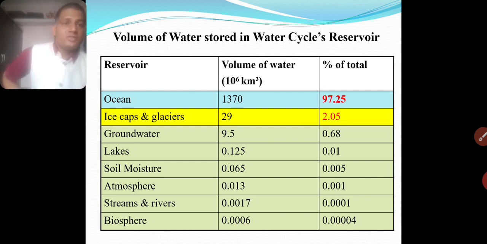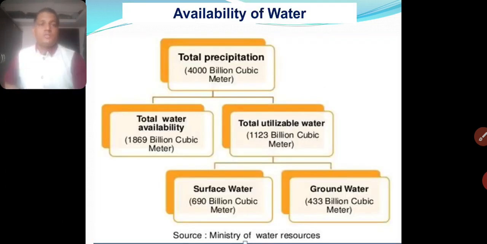If you look at the water stored in the water cycle reservoirs, of course you will find 97.25% of water is occupied by oceanic water. Second, 2.5% is in the form of ice caps, and the rest, nearly 0.8 to 0.9%, is in the form of groundwater, lake water, soil moisture, atmosphere, streams, and biosphere. So this is the volume of water stored in the global water cycle.